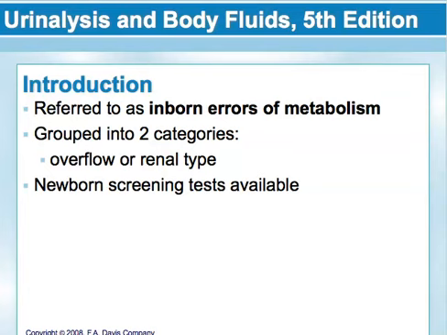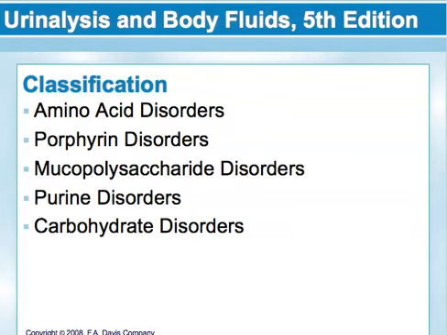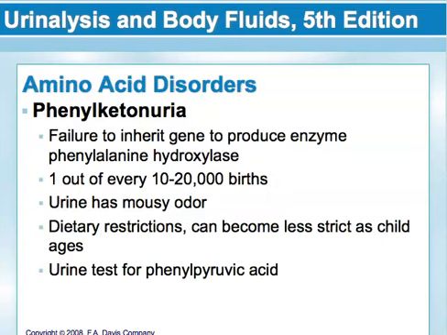Many newborn screening tests are now available and utilized to test for these inborn errors of metabolism, because if these are not caught early, they can lead to death. So they're classified into amino acid disorders, porphyrin disorders, mucopolysaccharide disorders, purine and carbohydrate disorders. They can be further broken down within these groups as well, and we're not going to go into all of the subgroups, and we won't talk about every disease. So if this is something that interests you, you can look in the book and read about all of them.